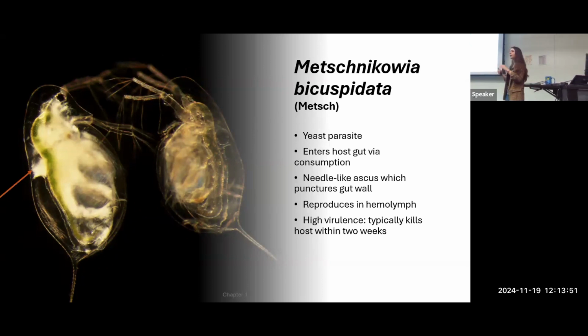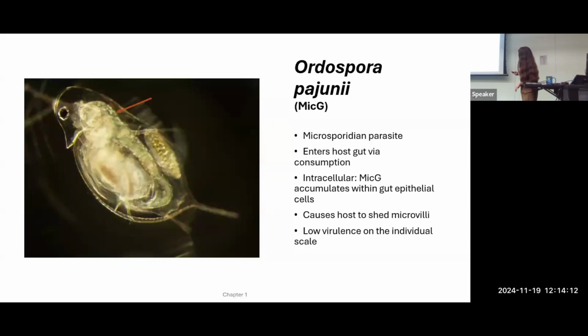And once they're in the gut, they're able to puncture the gut wall and spill out into the host hemolymph, where they then reproduce. Once again, these guys kill their host pretty quickly, normally within 2 weeks. And they will lyse the body, spreading thousands of spores out into the water column. And you can see a quick picture here of some Mech growth, and this is an uninfected Daphnia.